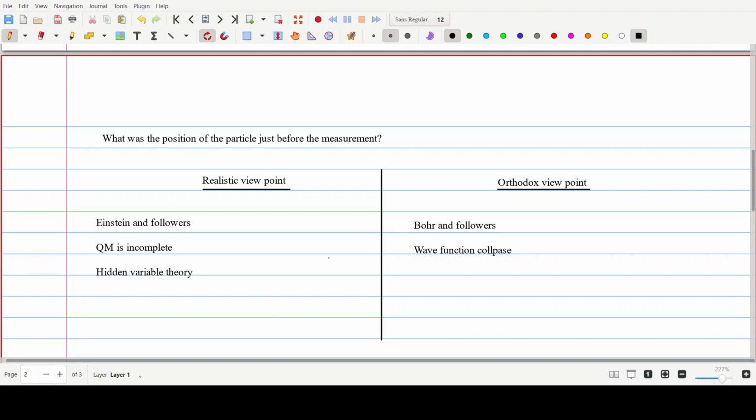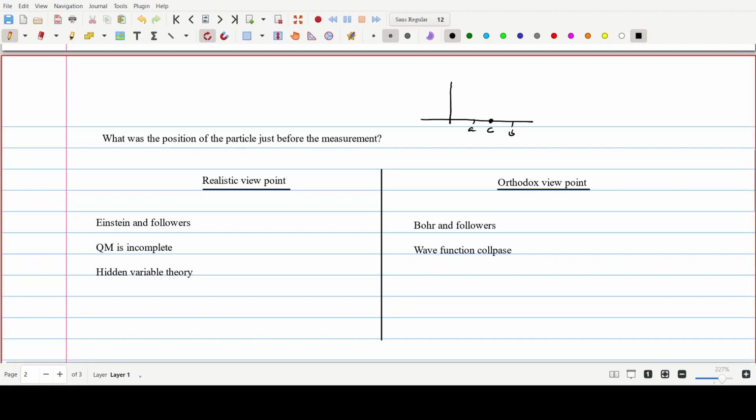So this is the case. I'll just rewrite it again. This is point A, this is point B, and this is point C. On checking the particle, while observing it, I found that the particle is at position C. So according to Einstein's viewpoint, it must be at position C immediately before the measurement.